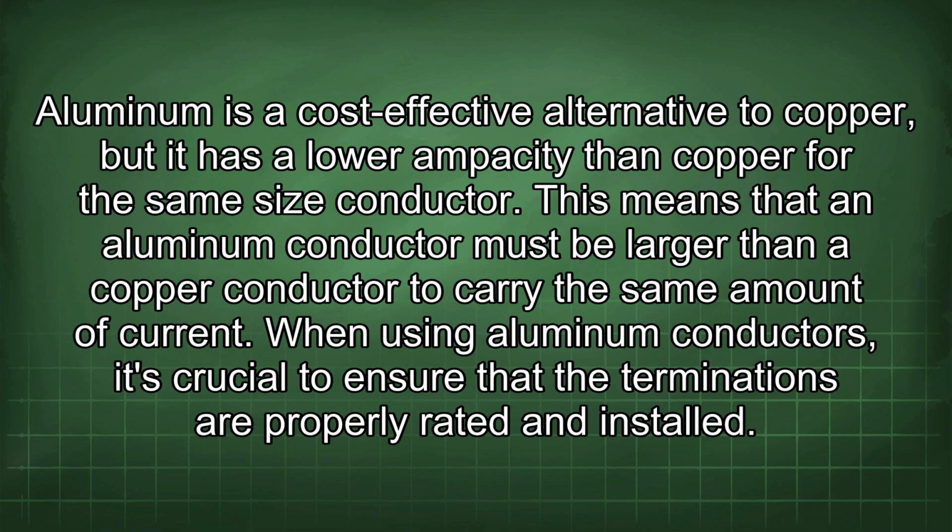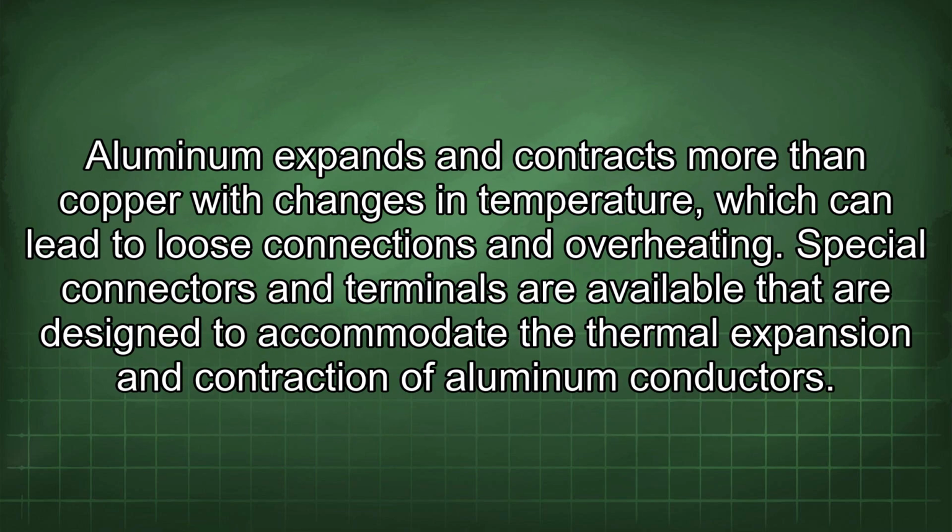When using aluminum conductors, it's crucial to ensure that the terminations are properly rated and installed. Aluminum expands and contracts more than copper with changes in temperature, which can lead to loose connections and overheating. Special connectors and terminals are available that are designed to accommodate the thermal expansion and contraction of aluminum conductors.